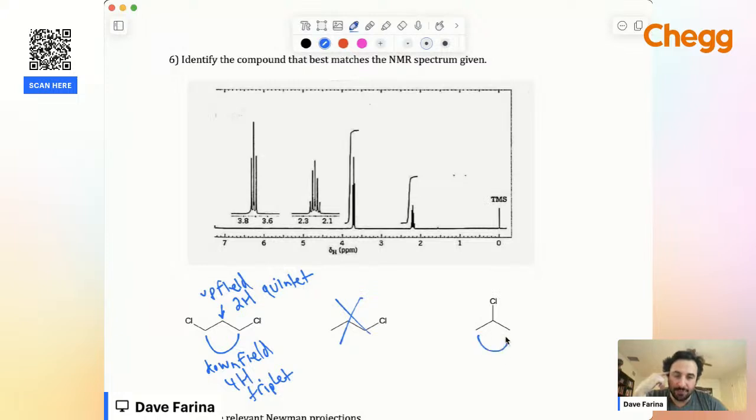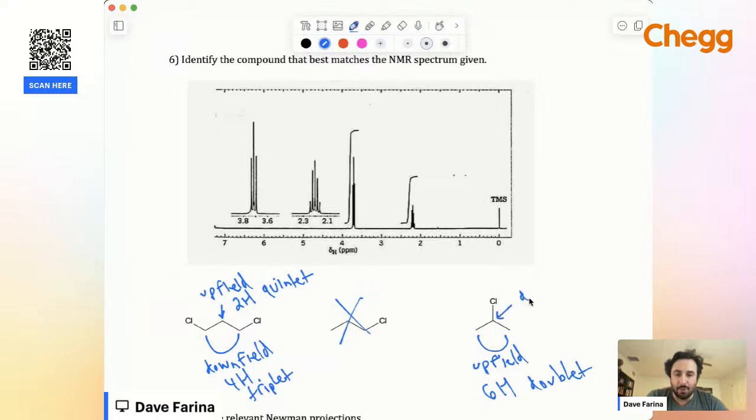Over here, this will be more upfield. It'll be integrated to 6, right? We've got 2 methyl groups, so 3 over there, 3 over there. And it'll be split into a doublet, right? Because each of these protons sees only 1 implied hydrogen next door. That's it. So now we want to do this one.